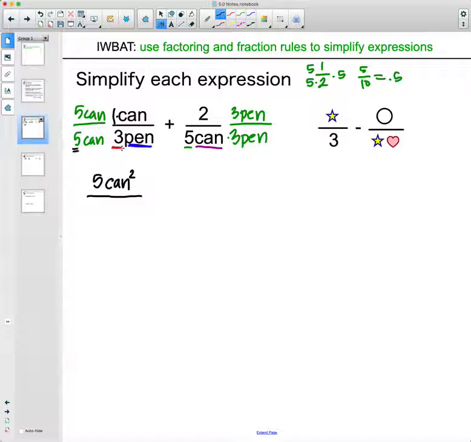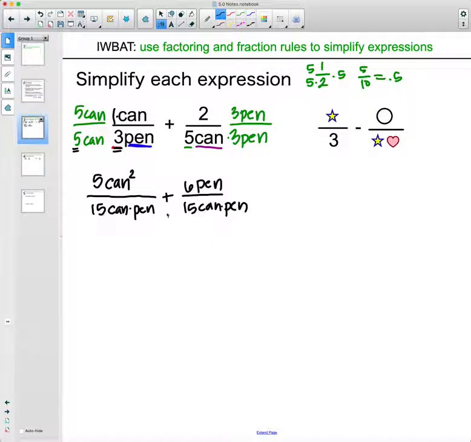Now we can multiply the numbers together. We know what 5 times 3 is. That's 15. And then we have can and we have pen, okay? Well, those aren't the same word, so we can't put those together. They're not the same base. So we just have 15 can times pen, okay? Plus, then on this side, on the top here, we would have 6 pen. And on the bottom, 5 times 3 is 15. And then we have can and we have pen.